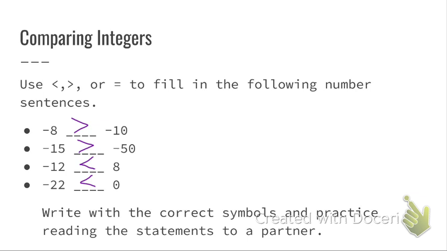Each of these we could write in the other order, but we would have to switch the symbol, right? The comparison would change. So I could say negative 10 is less than negative 8. Negative 50 is less than negative 15. So here I'm using "is less than."